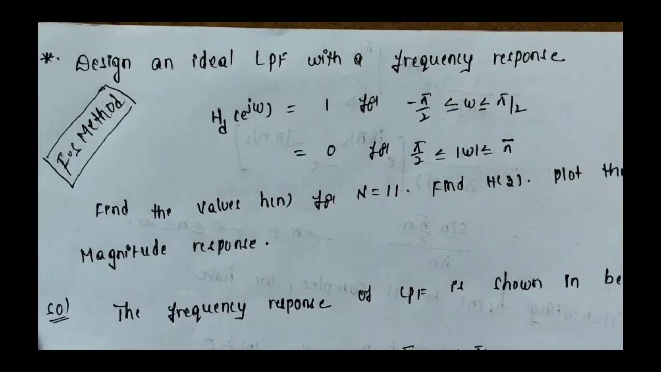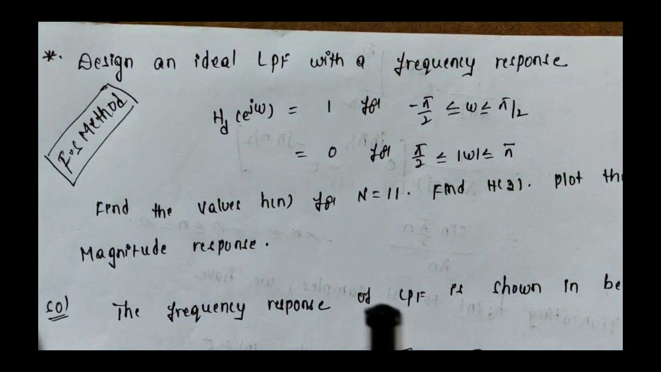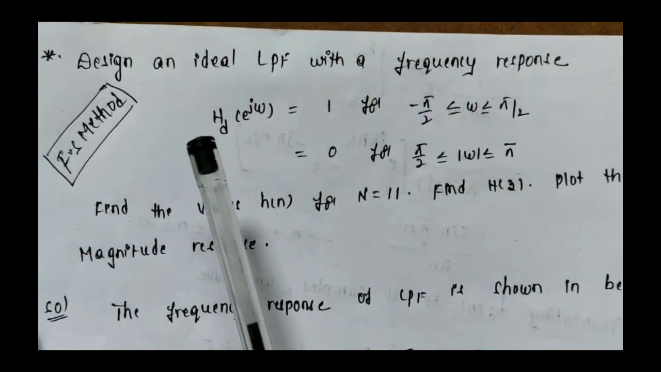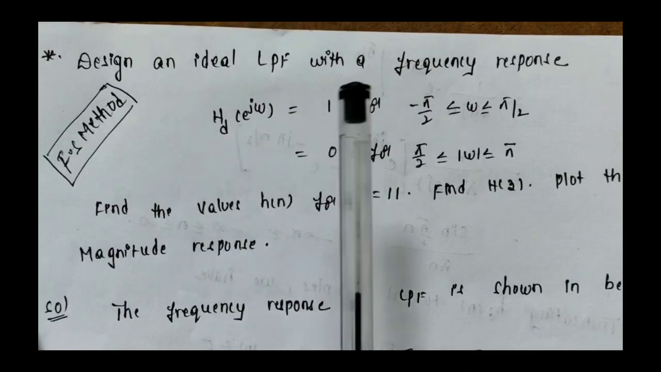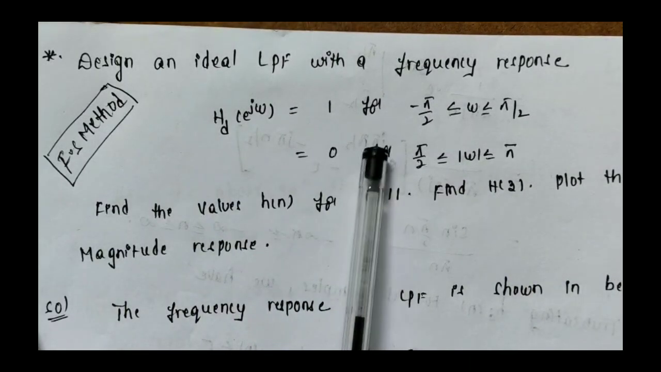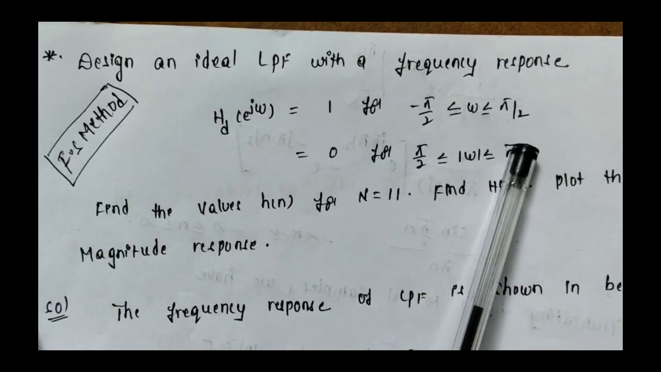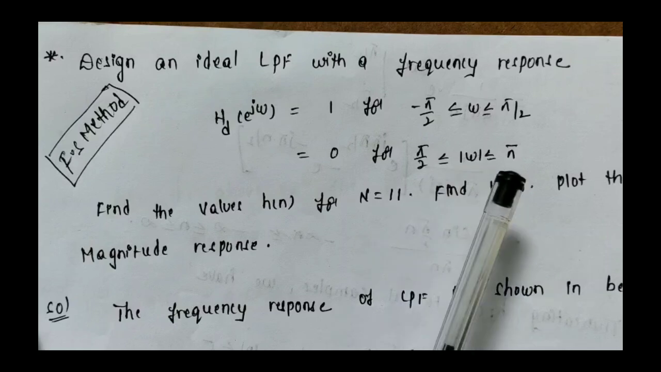Now let us go to the first problem. Let us design the FIR filters using the Fourier series method. The problem: design an ideal low pass filter with frequency response HD of e power j omega equal to 1 for omega between minus pi by 2 and pi by 2, and 0 for pi by 2 to pi.